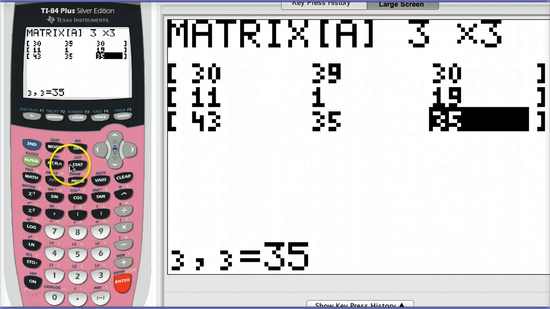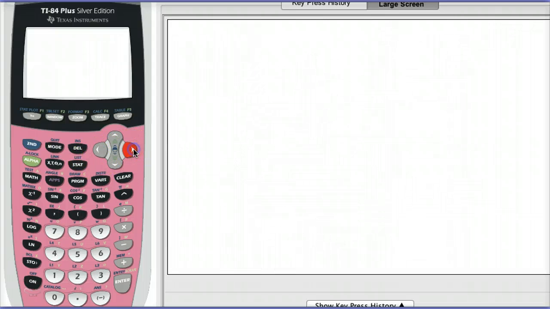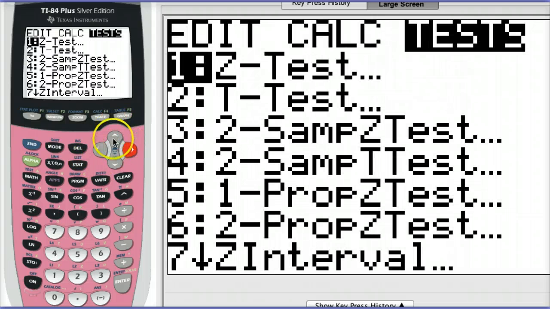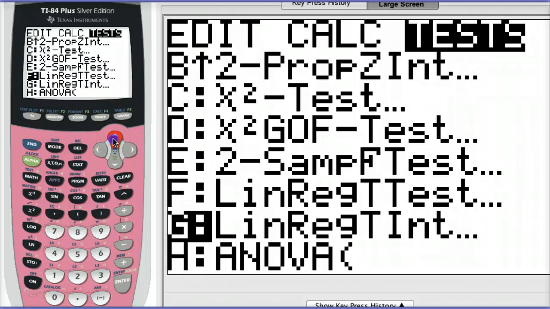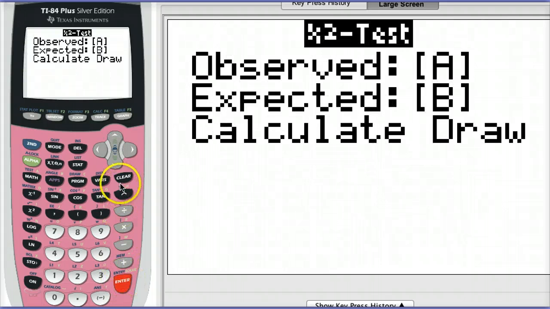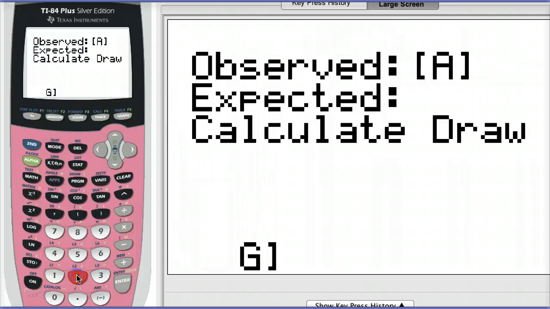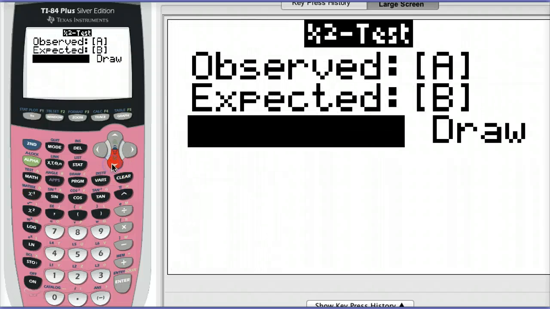So what we'll do next is we will go to stat, test, and we can actually have our calculator calculate our expected counts for us and store it in matrix B. So observed counts are in matrix A, expected counts are in matrix B. And if you didn't have the correct name of the matrix there, you would just hit second, X to the negative one, and choose the name of the matrix that you want to use. So there's matrix B. And we'll come down here to either calculate or draw.